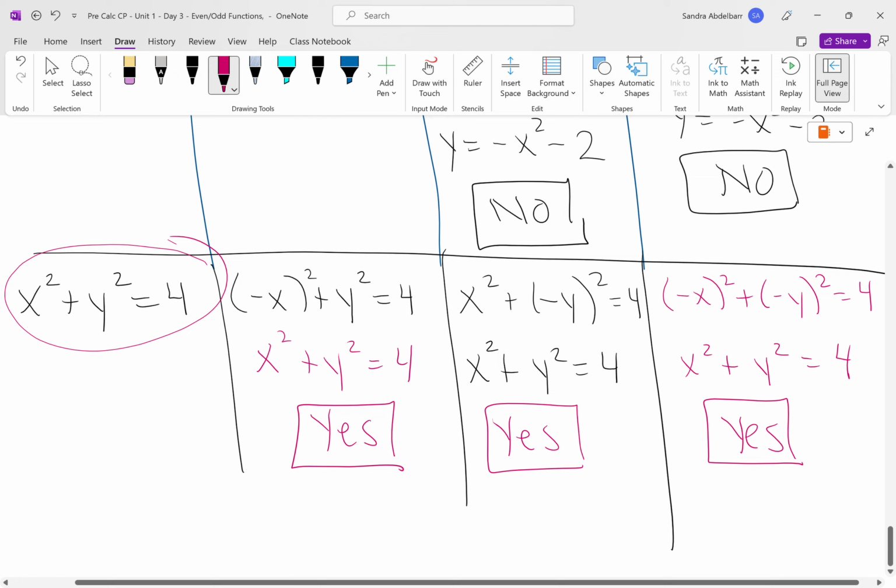Does anybody know what shape this is? x squared plus y squared equals 4. Not a square, no. That was a good guess, though. Yeah? I heard it. Circle. It's a circle. Perfect. It is absolutely a circle.